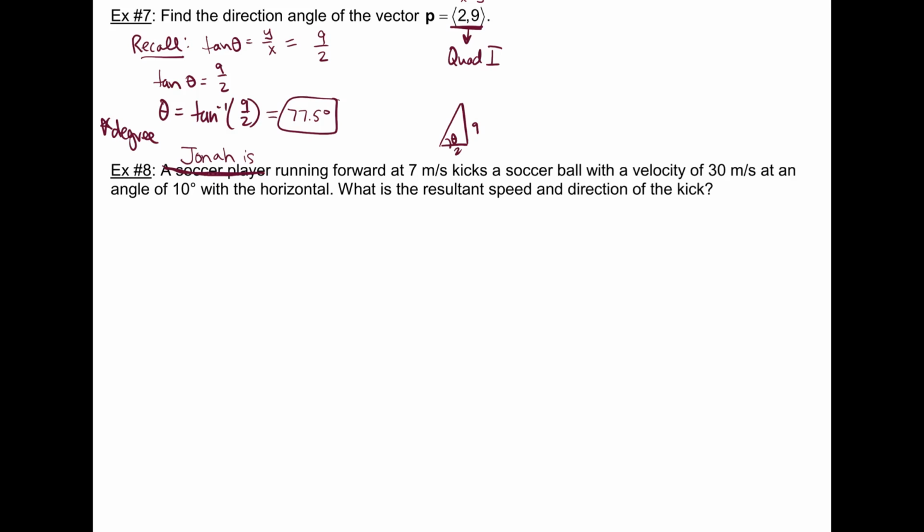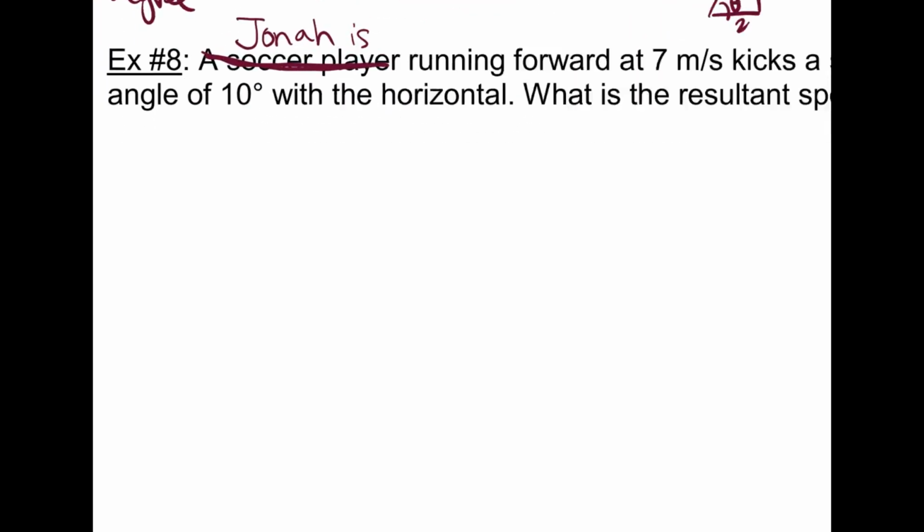Okay, so this one is a little more intense. All right, cool. Let's have this line be the ground. Jonah is running along at 7 meters per second. He's running forward, so that means positive. That's how I know he's going to the right, because if we go to the left, it would be negative.